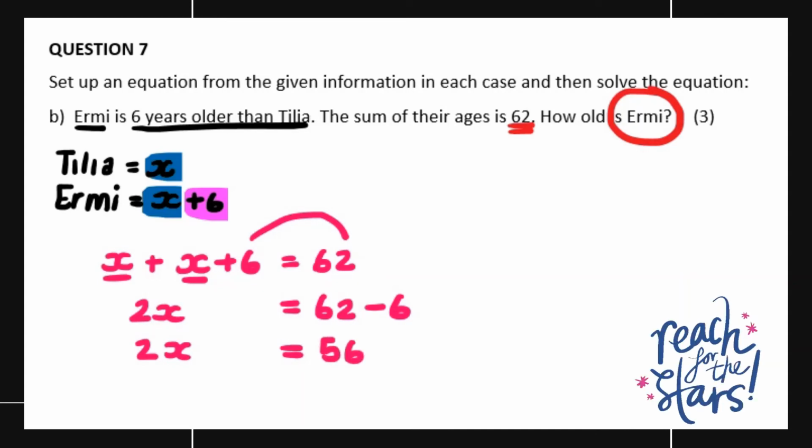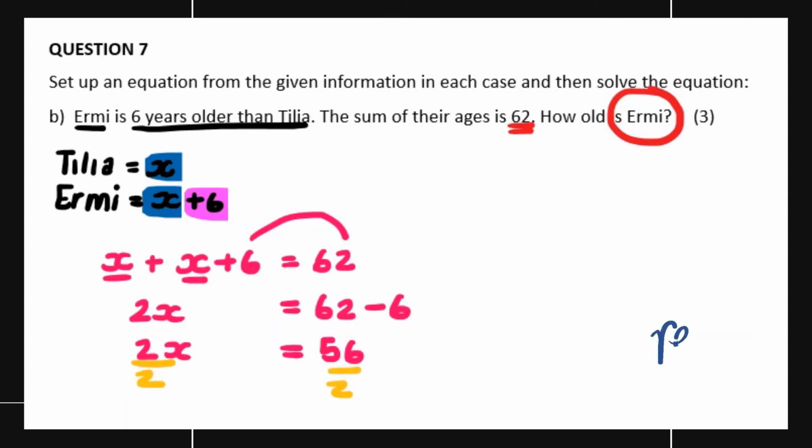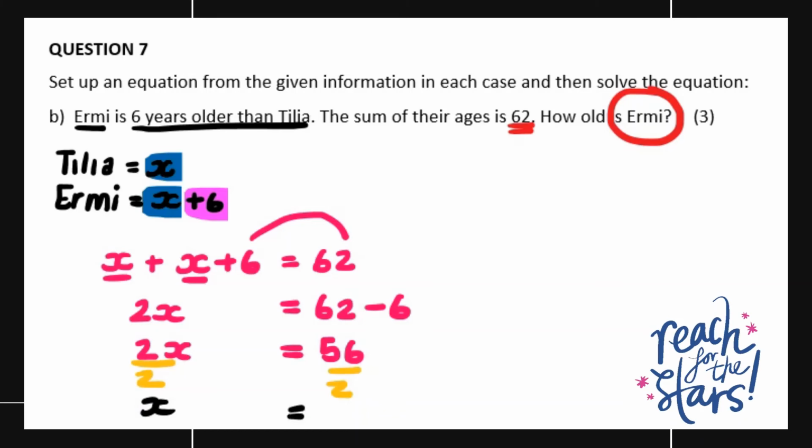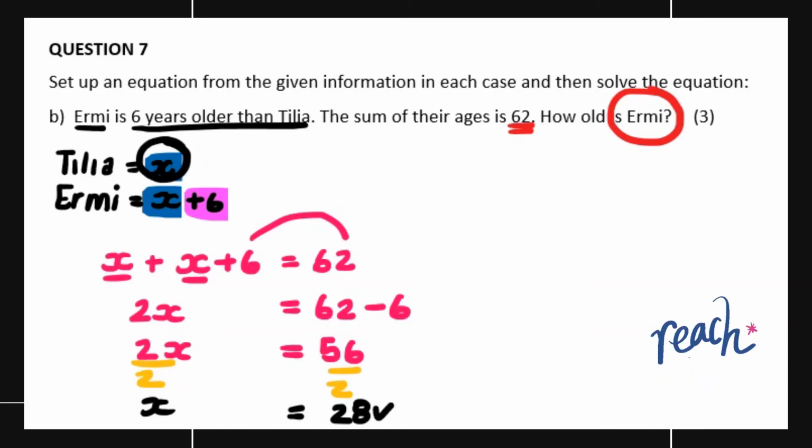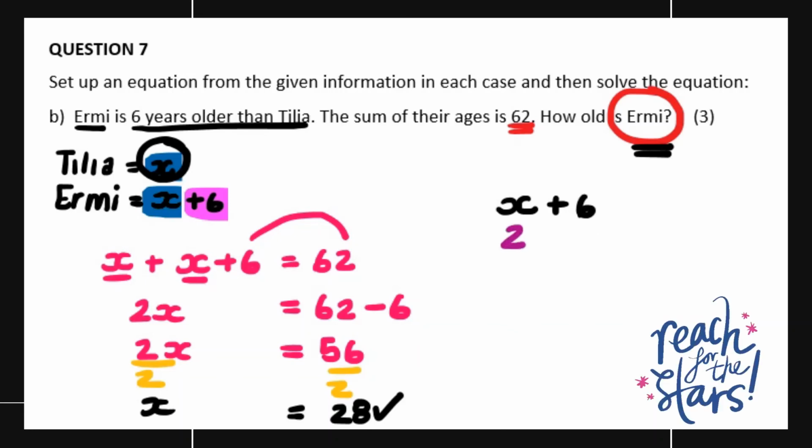We need to remove the 2, so we will divide both sides by 2, and therefore X will be equal to 28. But now Tilia's age is represented by just an X. So Tilia would be 28 today. But the final part of the question is asking how old is Army? Therefore we need to say Army's age is equal to X plus 6. X now we found is 28. So 28 plus the 6 would make Army 34 years old today.